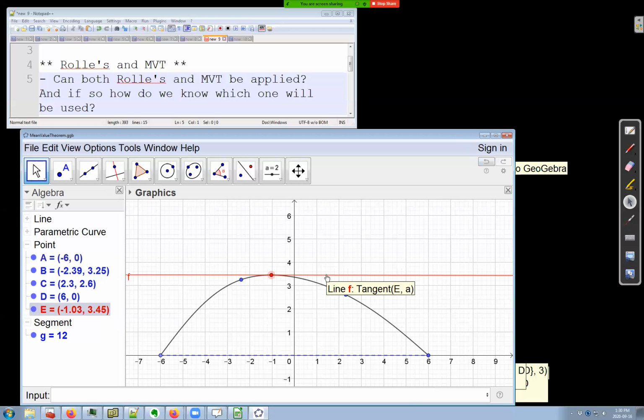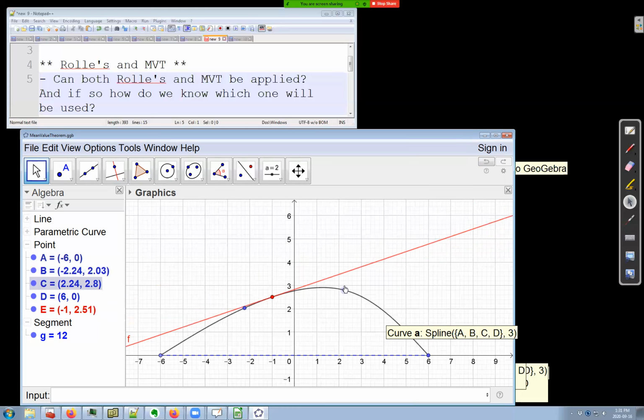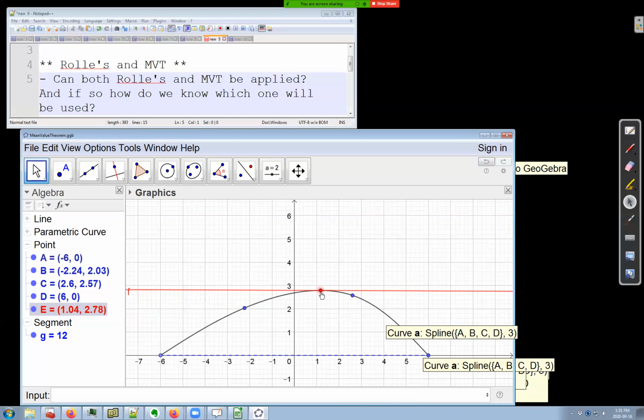But again, notice the mean value theorem says the same thing. No matter where these blue points are, if it happens that these two points are at the same height, then the line connecting the two points will have slope 0, and therefore I can drag the red dot so that the tangent line also has slope 0. I hope that made sense. So the moral of the story is Rolle's theorem doesn't add anything to the mean value theorem. Rolle's theorem is just a special case of the mean value theorem.